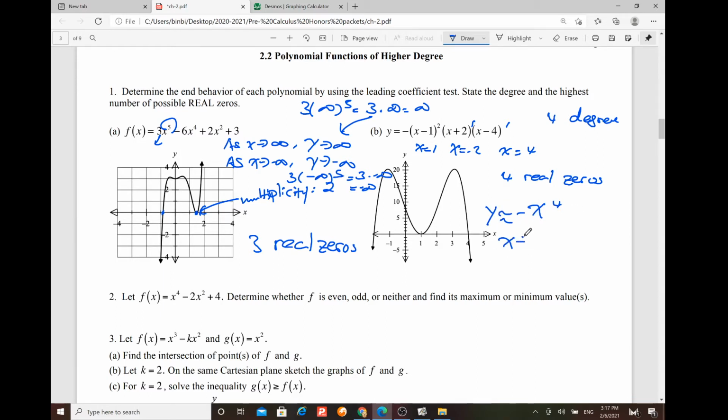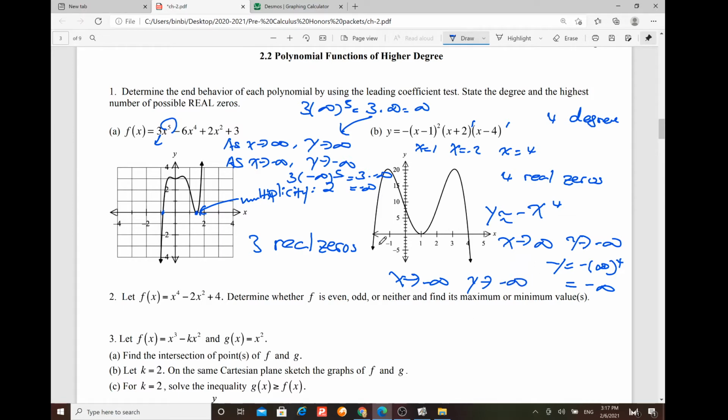So x goes to infinity, so y goes to negative infinity. The reason is that y equals negative times infinity, quantity to the fourth power, so it's negative infinity. And then the other direction, according to the graph here, x goes to negative infinity, and y goes to negative infinity as well.